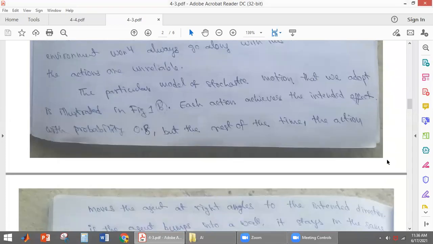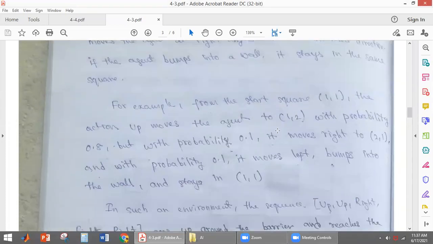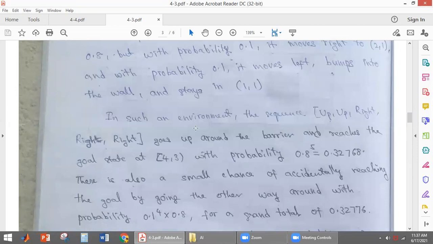And here we have seen the sequence with which the robot will reach the terminal state: up, up, right, right, right. Here the robot should not take a fixed sequence of states. If the robot takes a fixed sequence, it will get stuck with the problem and may not reach the goal state. That is why it will not stick to this sequence always.